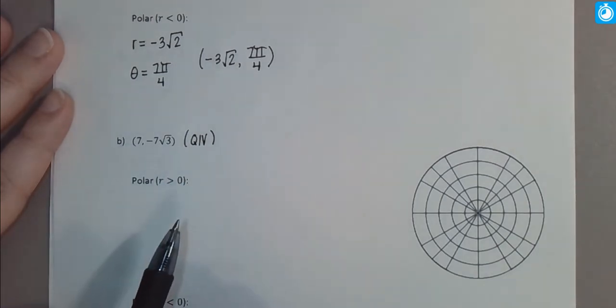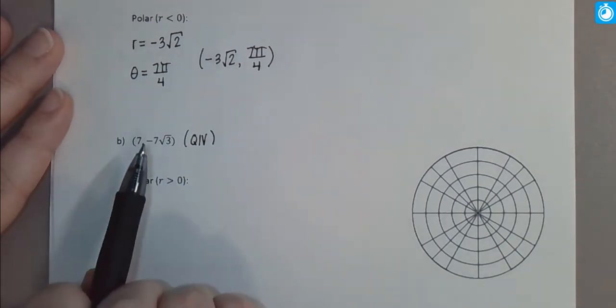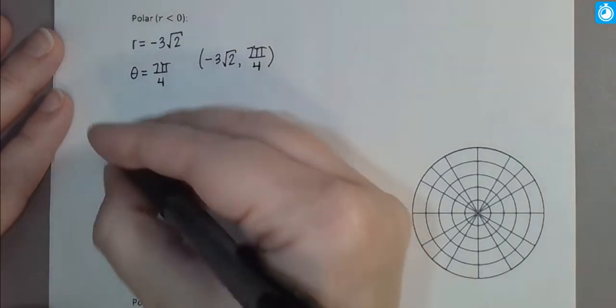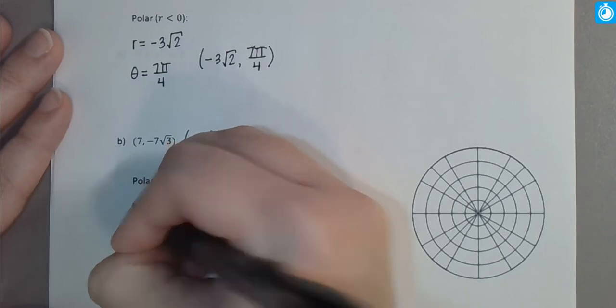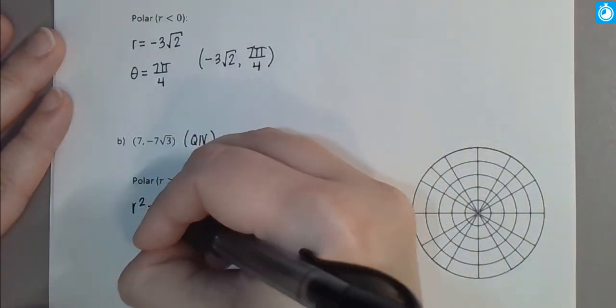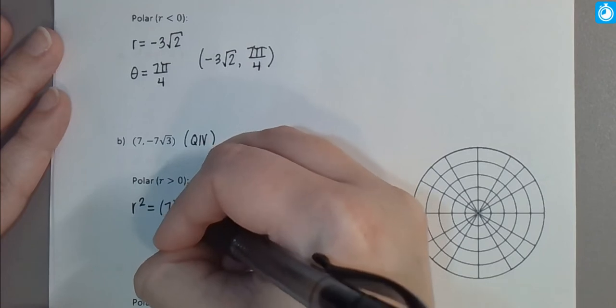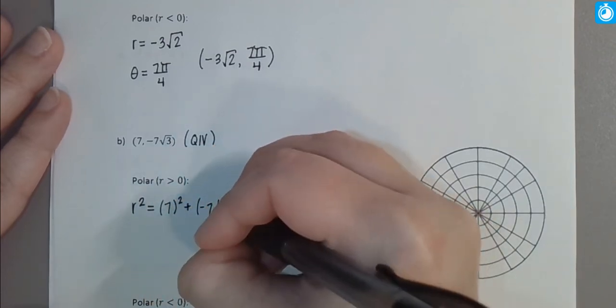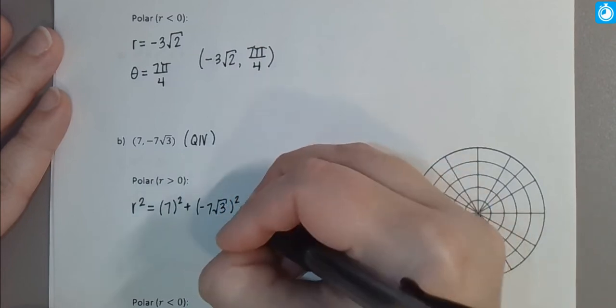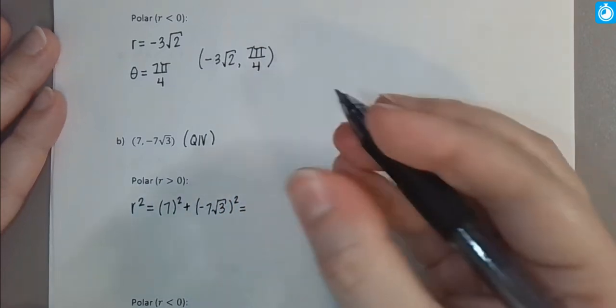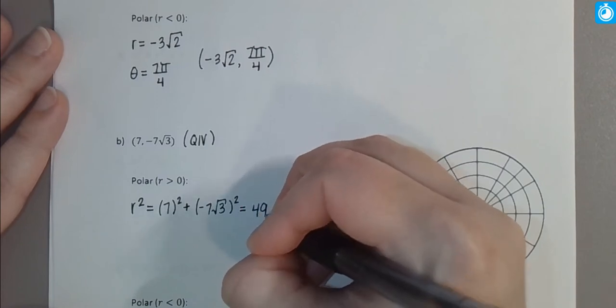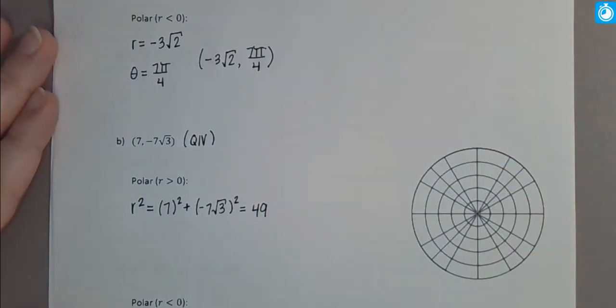So what if r is greater than 0? What would r have to be in order to take us to this location where it's greater than 0? So we know r squared is equal to each of our coordinates squared, so 7 squared plus negative 7 root 3 squared. And I didn't pull up the calculator for this video, so you may have to do that out to the side. So 7 squared is going to be 49. Now, when we're squaring the next term, you're going to have to be careful. You have to square both the 7 and the root 3.